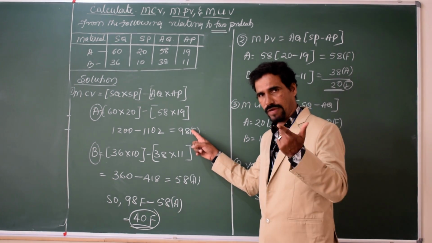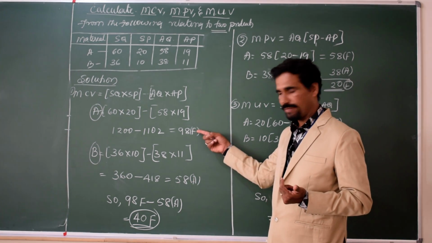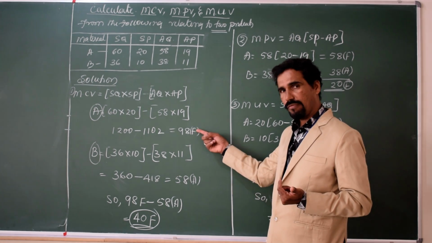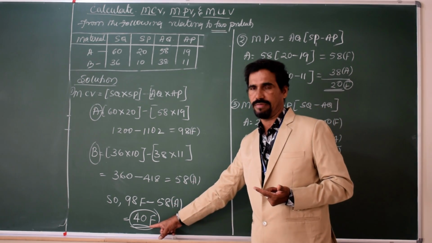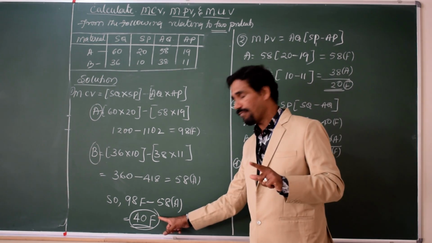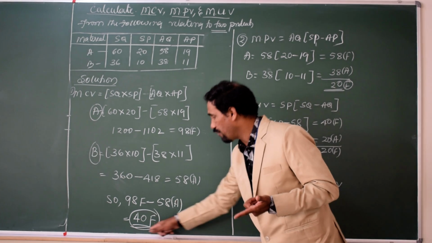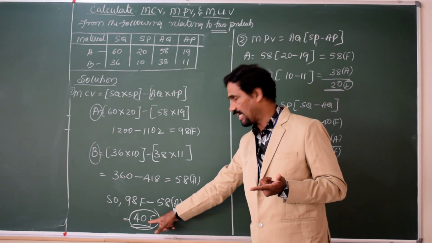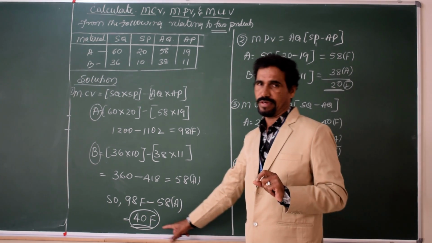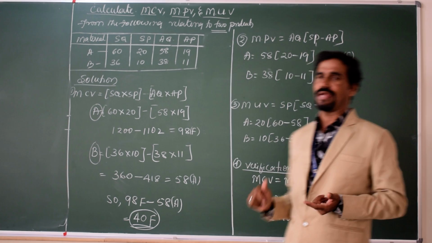Material A 98 favorable, material B 58 adverse, one favorable and one adverse. Adverse should be subtracted from favorable, so the answer is 40 favorable. When you verify this 40, the verification answer is correct, so the sum is correct. So the final answer is 40 favorable. Next step, we'll go for the material price variance.